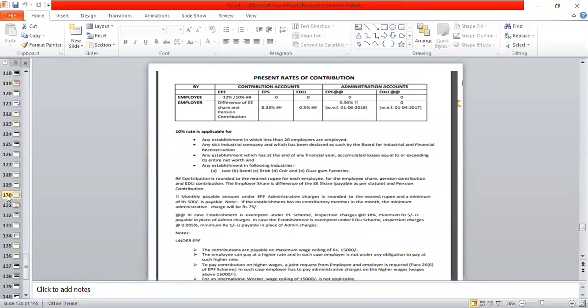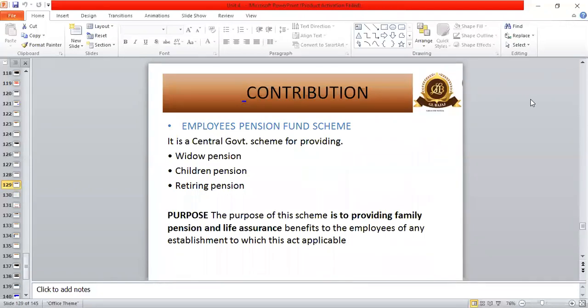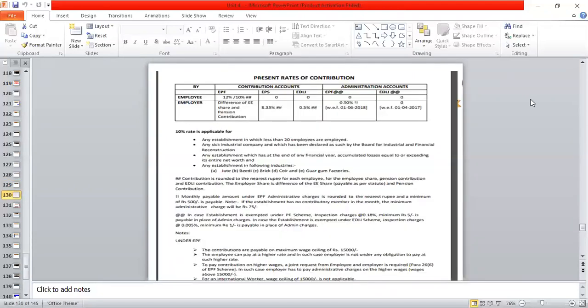In today's session, what we are going to discuss is the contribution part, that is, how the contribution from employee and employer is done in the EPF Act. So we all understand that there are two types of contribution to be made in the EPF Act, one from the employee side and another from the employer side. The contribution rate is 12% and 10% from the employee side. Now let me tell you what exactly this 12% and 10% is.